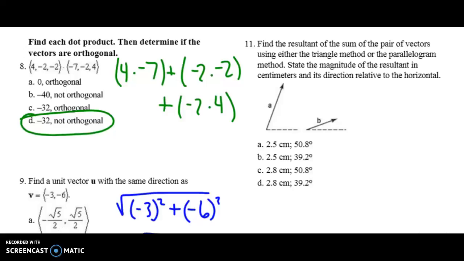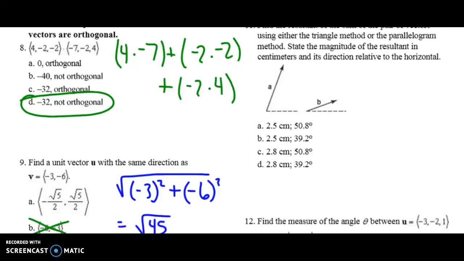Number 11, you would need a ruler and a protractor for, so we will skip that one at this time.